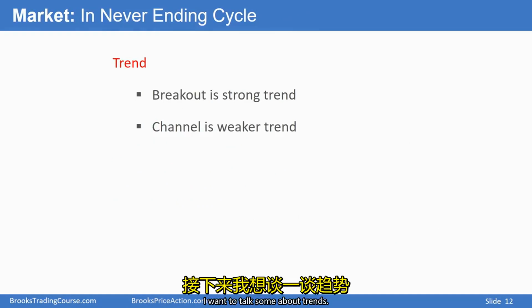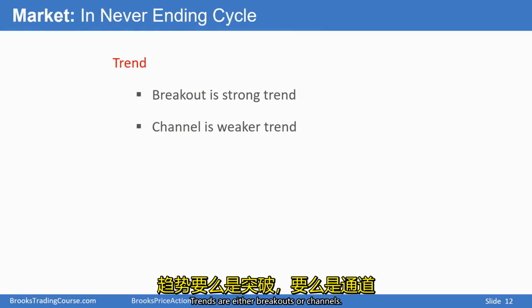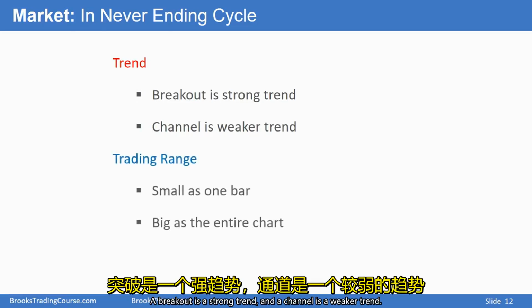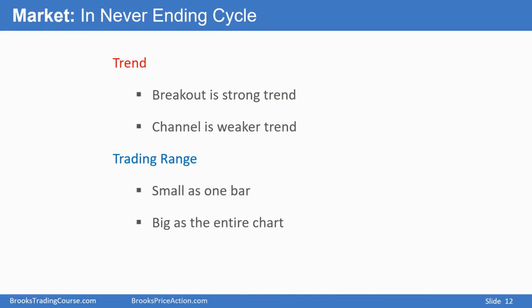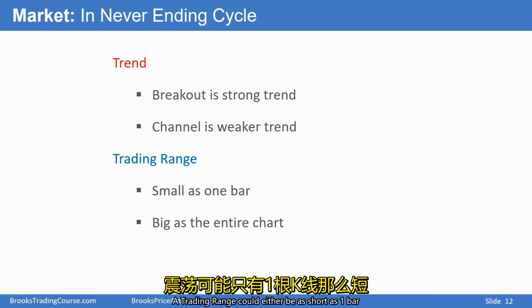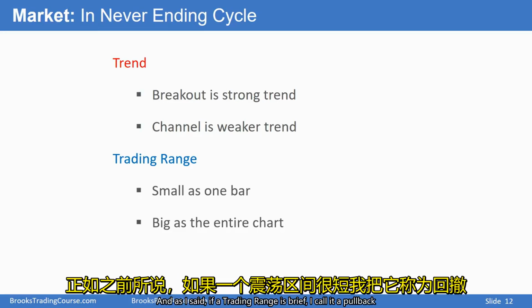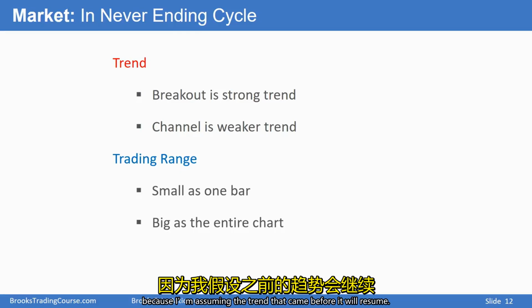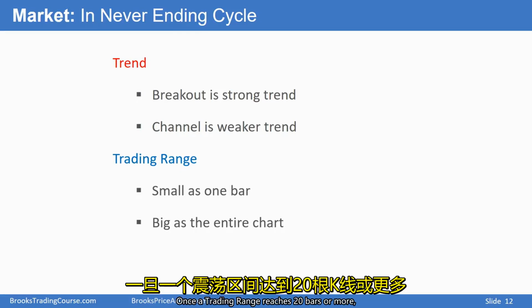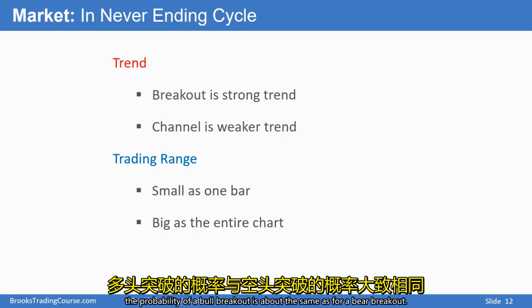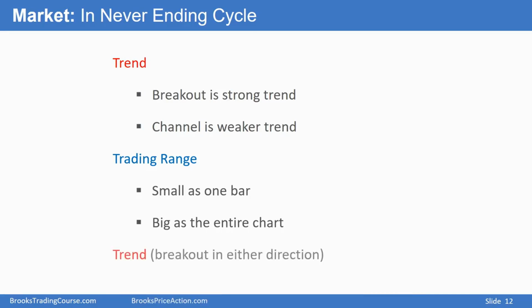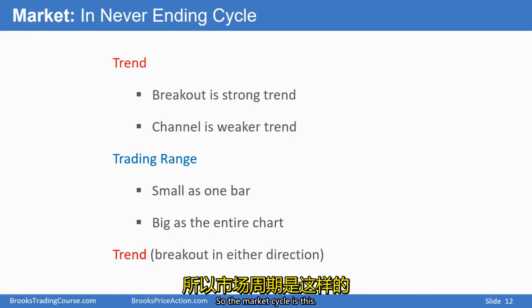I want to talk some about trends, and trends are either breakouts or channels. So a breakout is a strong trend and a channel is a weaker trend. A trading range can be as short as one bar or as big as the entire chart. And as I said, if a trading range is brief, I call it a pullback because I'm assuming the trend that came before it will resume. Once the trading range reaches 20 bars or more, the probability of a bull breakout is about the same as for a bear breakout. So the market cycle is this.